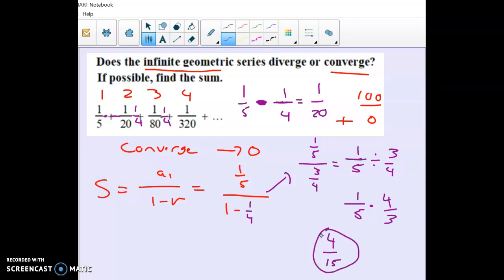Again, that's a weird sum, but if you look at these terms, they're not all that big. So it makes sense that our sum is not all that big. Right? We kind of get a pretty small sum.